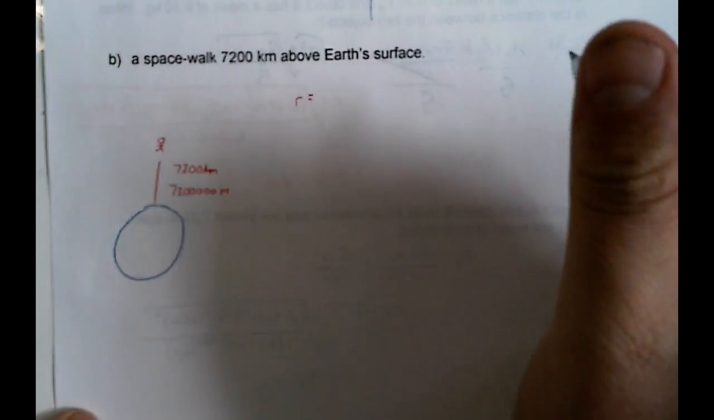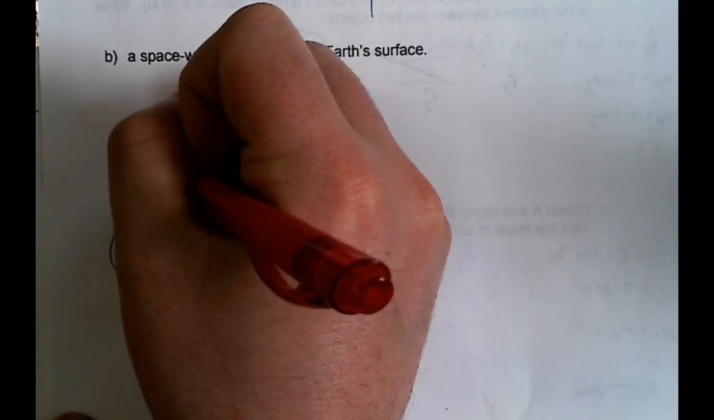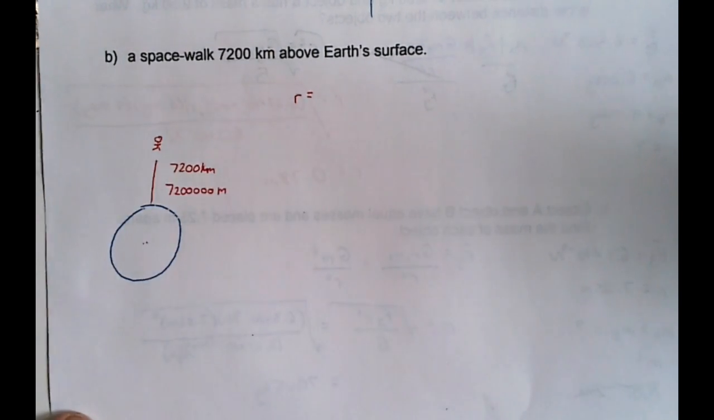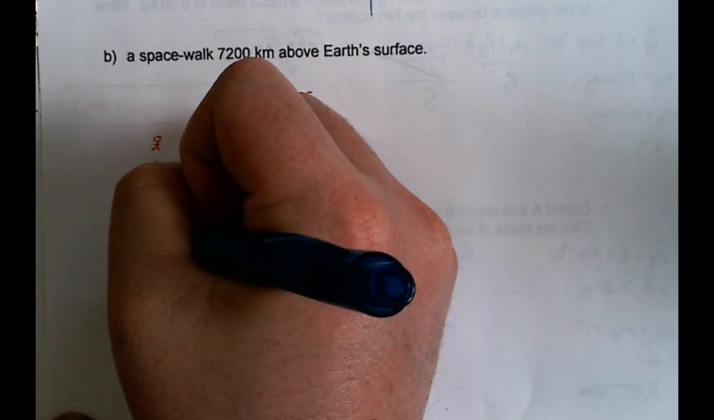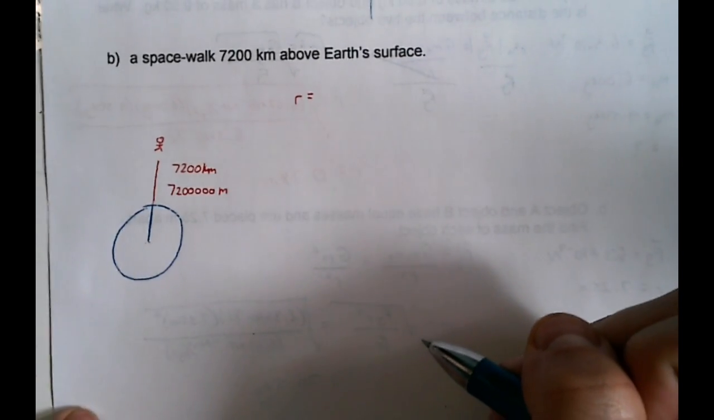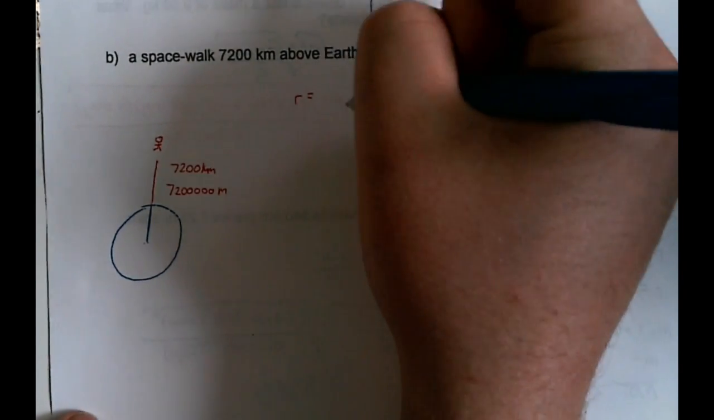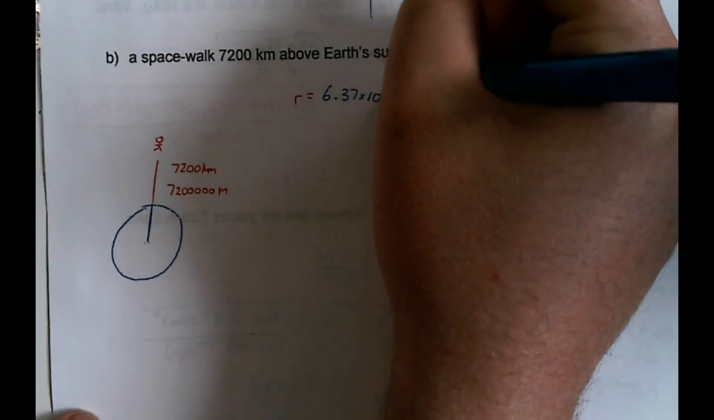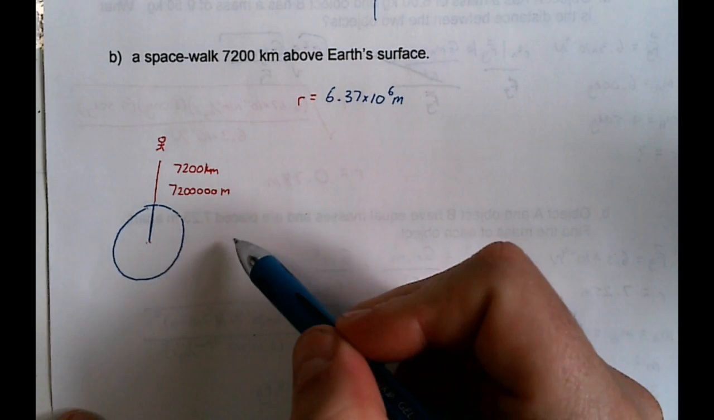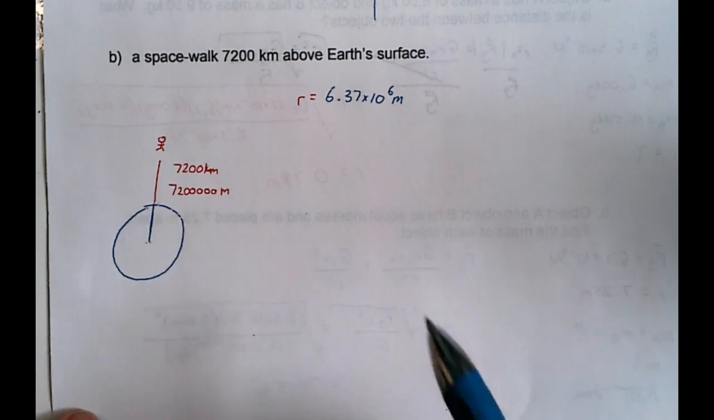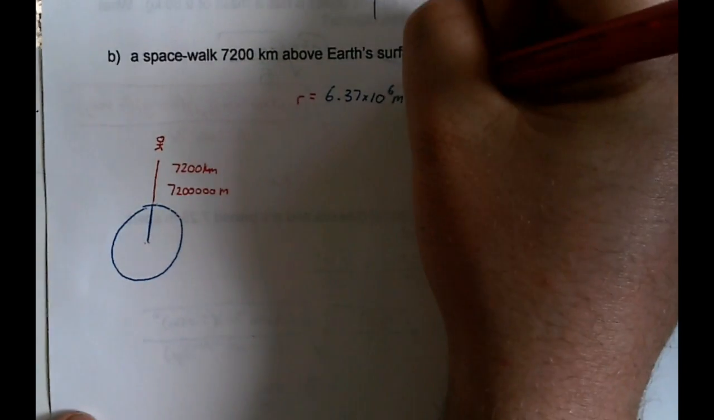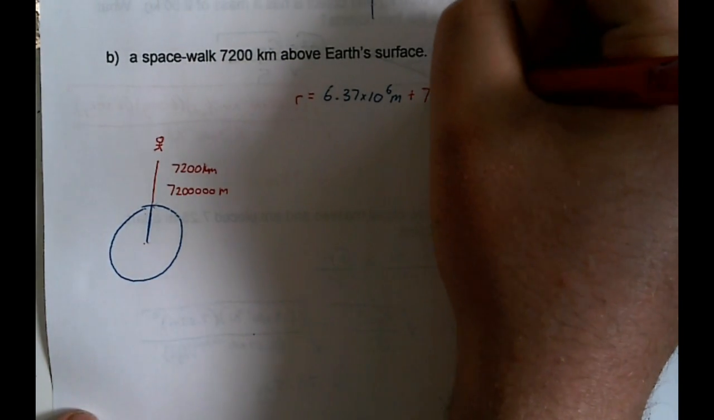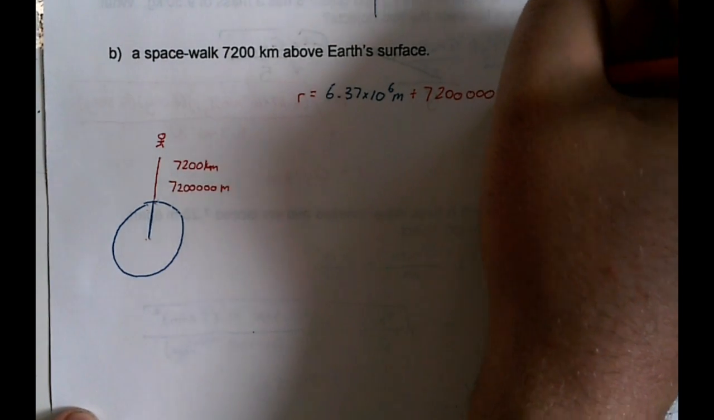Our R is the distance between the surface and the astronaut, but it comes from the center of the object. So we also need to include that radius of Earth in there as well. So R is going to be equal to our radius, which is on our formula sheet, of 6.37 times 10 to the 6 meters, right? The distance from the center of the Earth to the surface, plus the distance from the surface of the Earth to the astronaut, which is 7,200,000 meters.